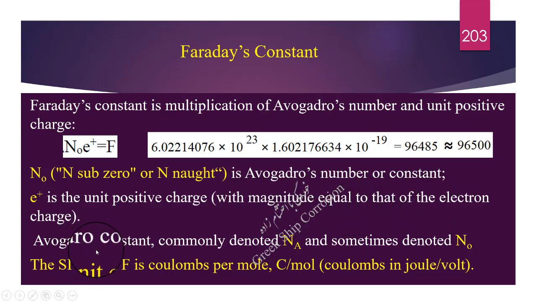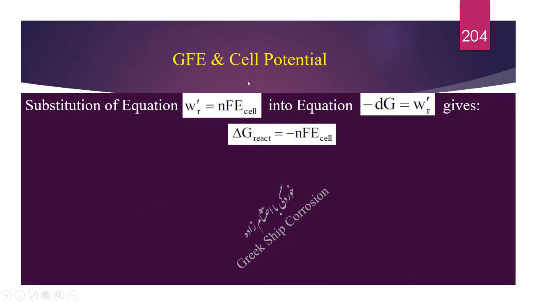Avogadro's constant, commonly denoted NA and sometimes denoted N0. The SI unit of F, or Faraday's constant, is coulombs per mole, coulombs in joule per volt. Gibbs free energy and cell potential.